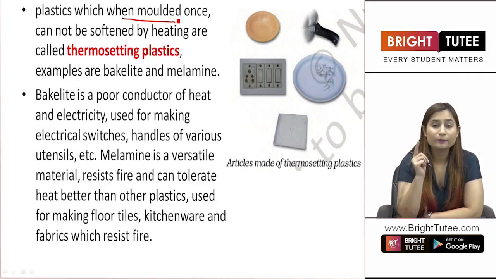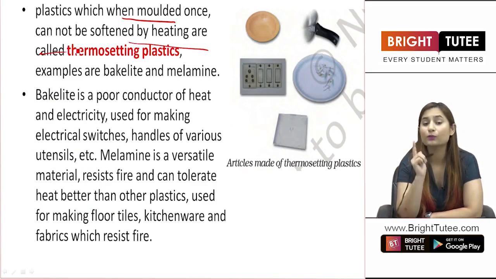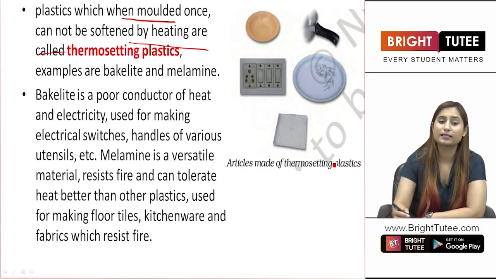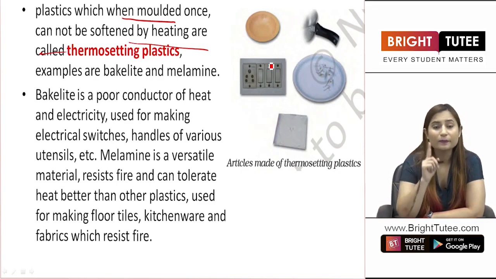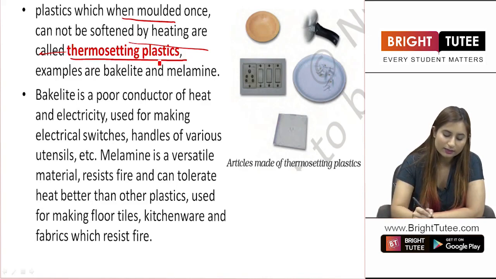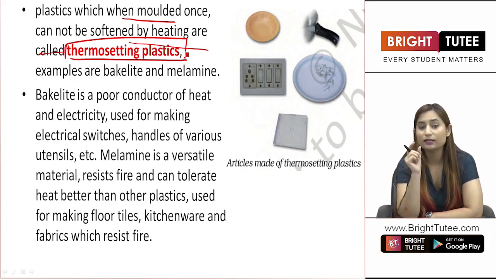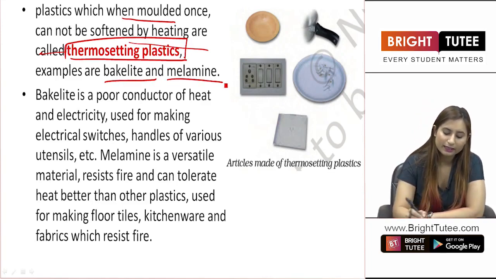Plastics which when molded once cannot be softened by heating are called thermosetting plastics. It basically means that once this plastic has been molded, once it has been made into a shape, it cannot be softened by heating or any other procedure. So these are known as thermosetting plastics. They set themselves, hence they are known as thermosetting. They do not change. So examples are bakelite and melamine.